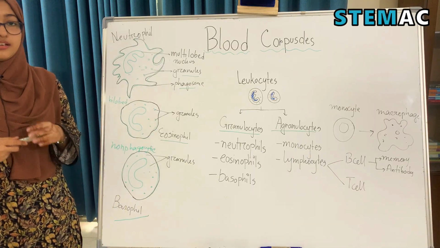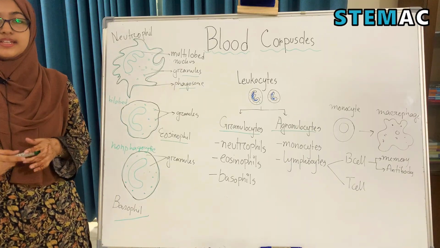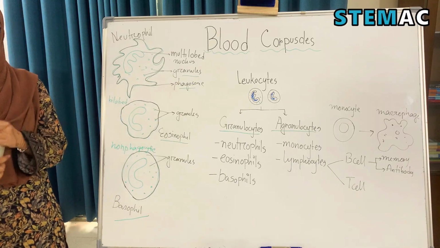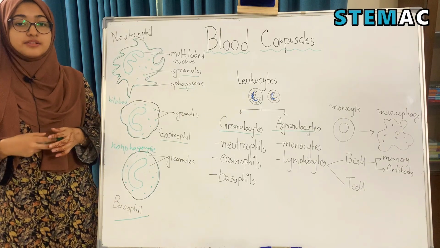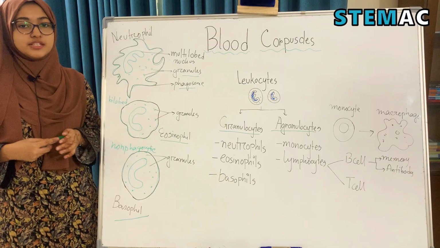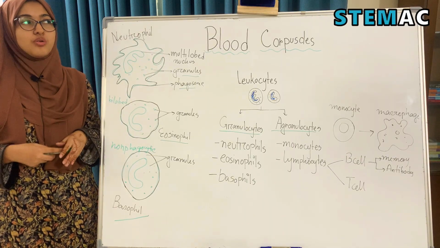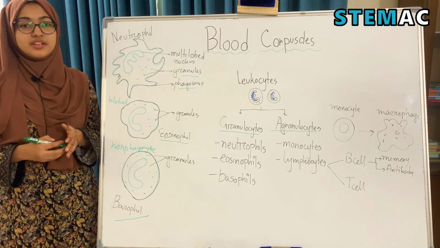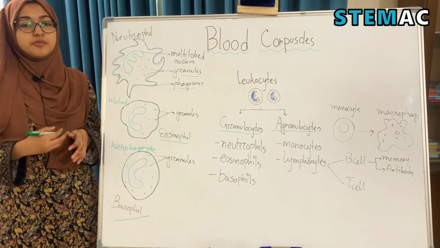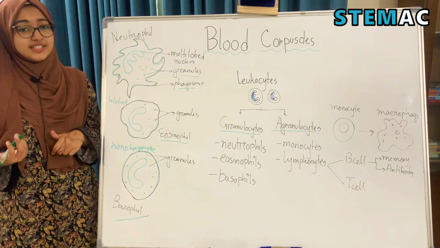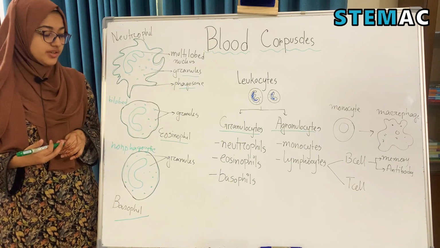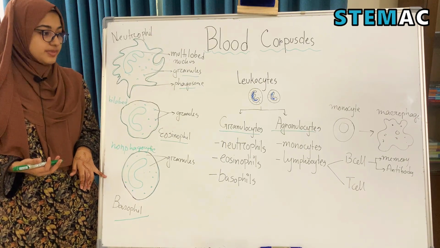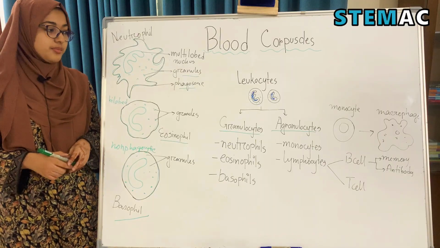Moreover, it has a unique characteristic, which is that its granules release histamines and heparins, which help to increase the permeability of blood vessels. So how does it help? When the permeability of the blood vessel increases, the immune cells can go to the infected area more easily. So in that case, basophil helps by releasing histamine and heparin.